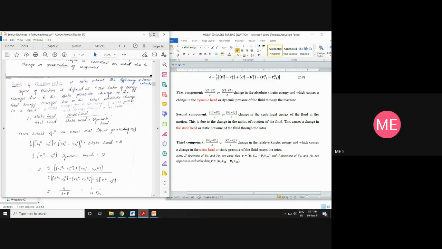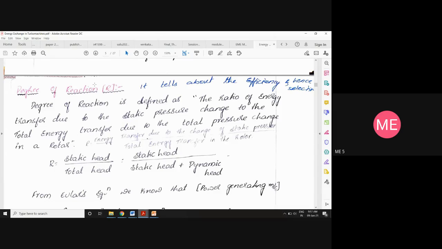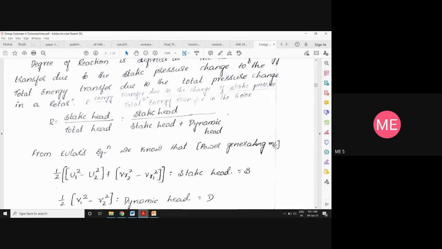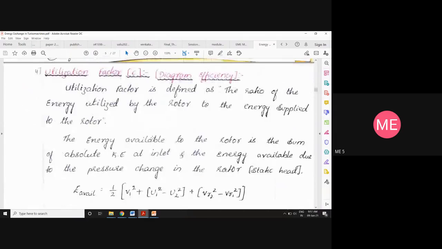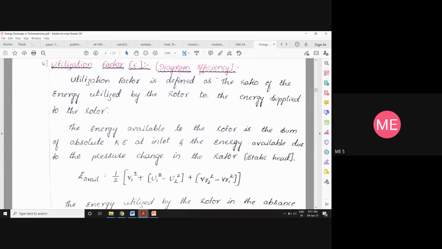Many times this is also asked. See, there are a few questions in this. Many times they ask in the exam. One is the modified Euler's turbine equation. Second, they won't ask directly for degree of reaction. What they will do, okay, I'll show you what question they'll ask.